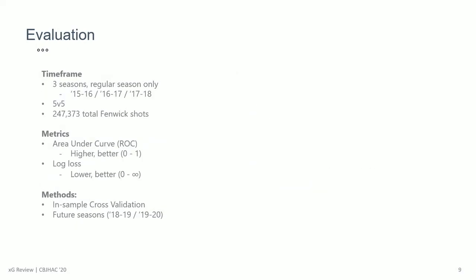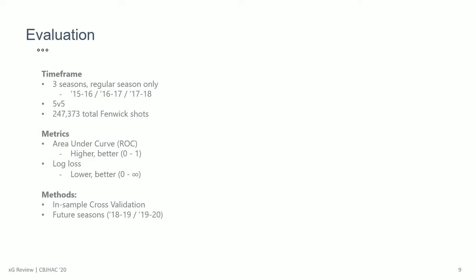And then quickly, our evaluation here: we built these models on a time frame of the 15-16 season through the 17-18 season. We're just doing 5-on-5. We don't have a lot of time to talk about power plays and shorthanded situations, but that's something to consider as well. This left us with about 250,000 observations, so it's a pretty robust data set.